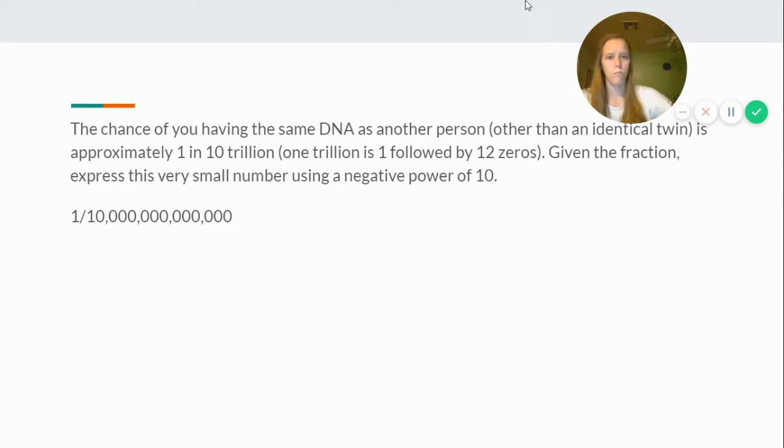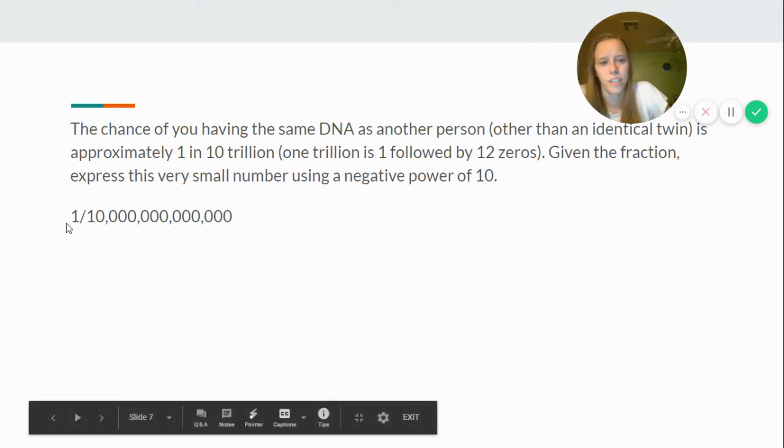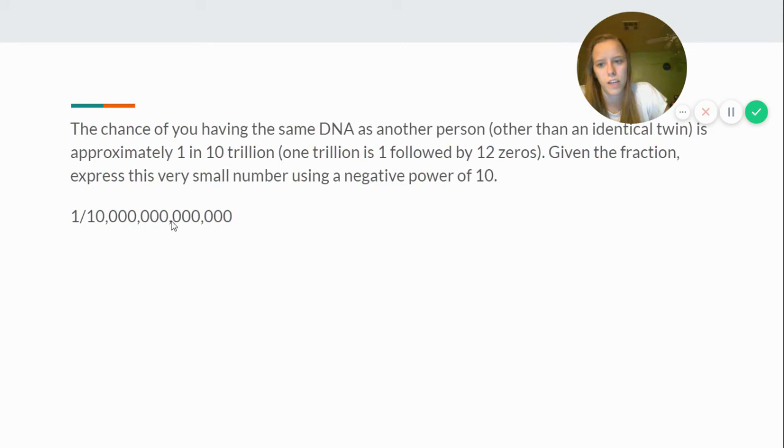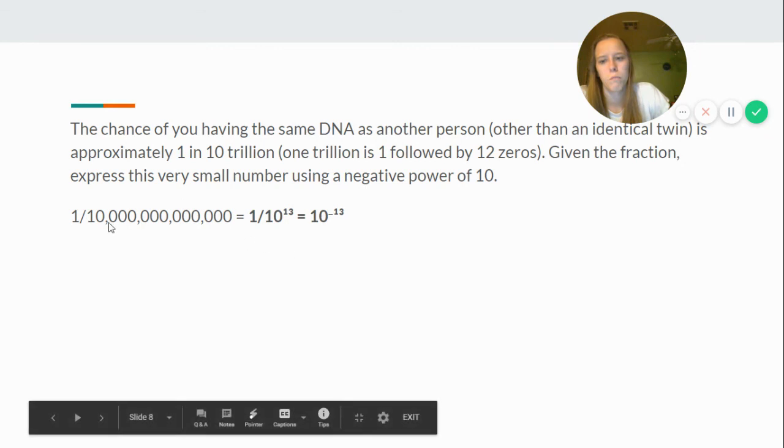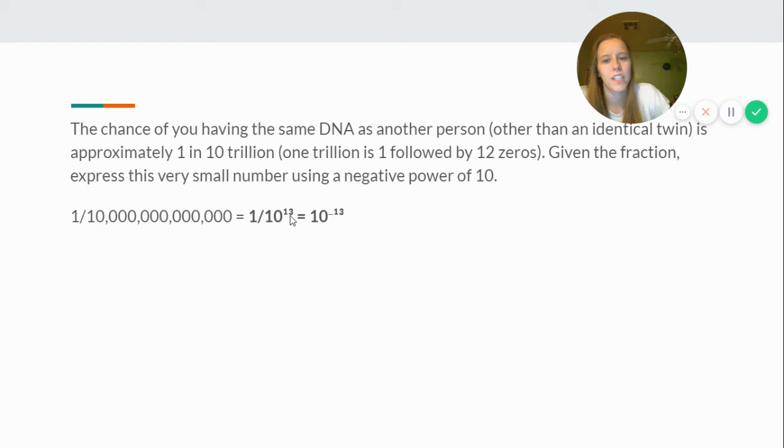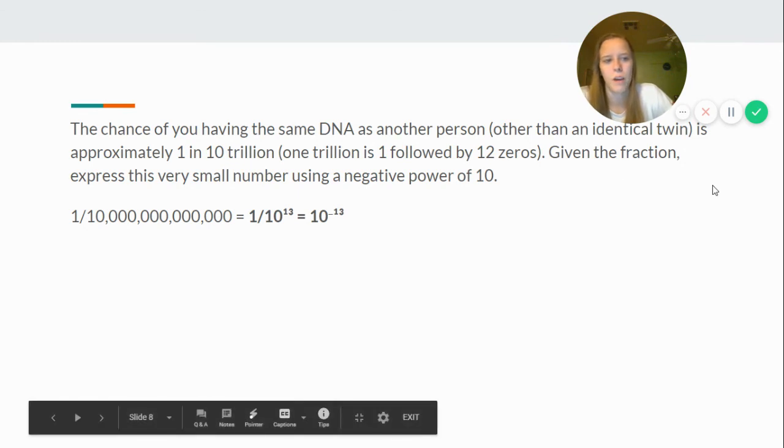So first we need to know how many digits we have. So 1, 2, 3, 4, 5, 6, 7, 8, 9, 10, 11, 12, 13, 14. But we don't cut that 1 because we have 10. So it equals 1 over 10 to the 13th, which is equal to 10 to the negative 13th. Because if we count the zeros, we'll have 13 of them. Okay?